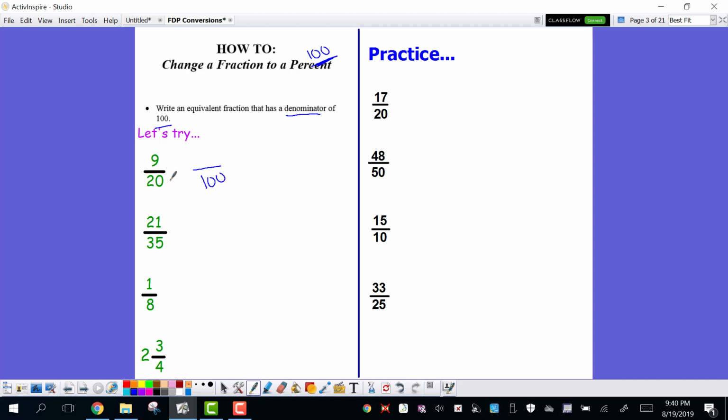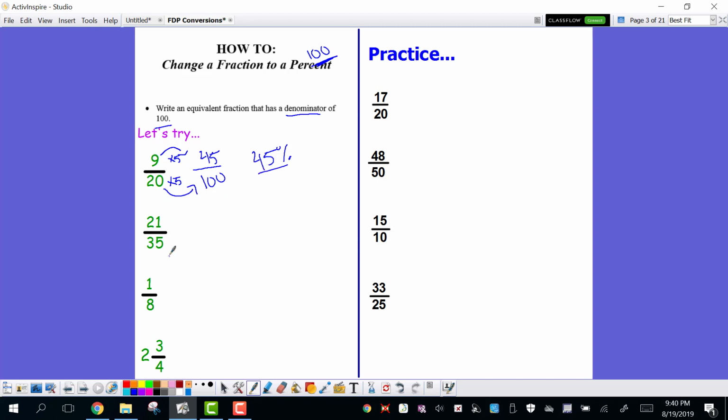So what number can I multiply? Well, I can use times 5. 20 times 5 gives me 100. Now what I do to my bottom number, I must also do to my numerator, which is my top number. So I multiply the denominator by 5, so I multiply the numerator by 5. And 9 times 5 equals 45. Therefore, my percent is 45% because the 45 is out of 100, 45%.